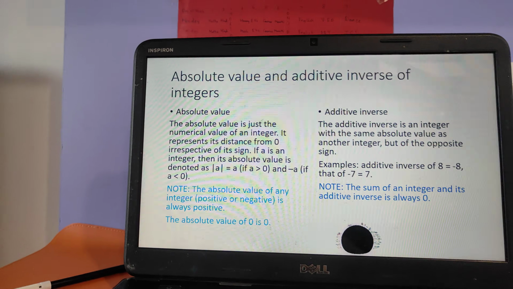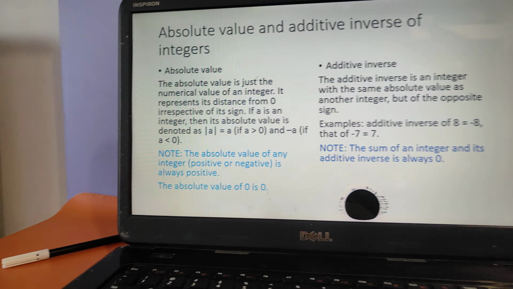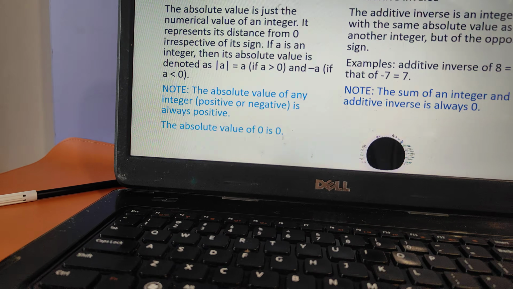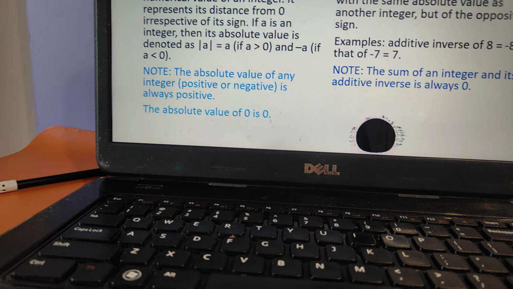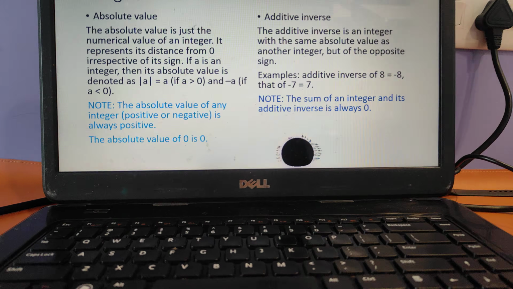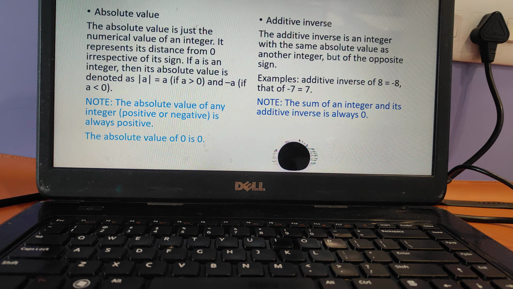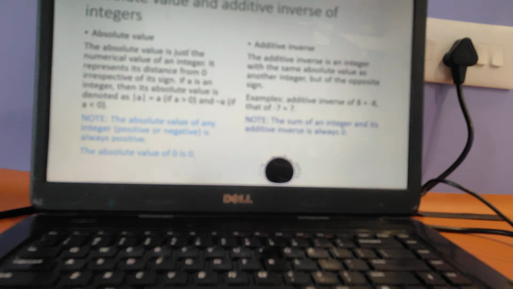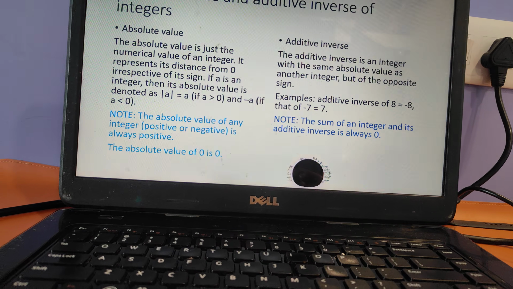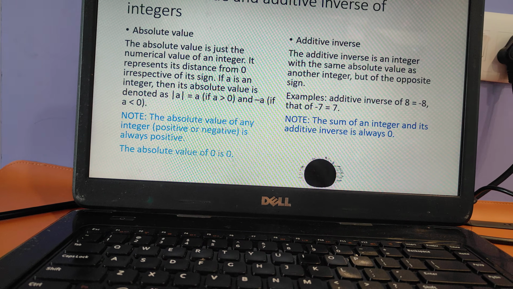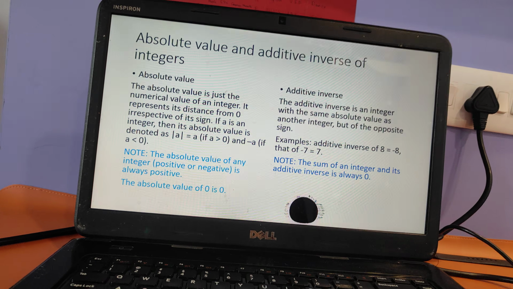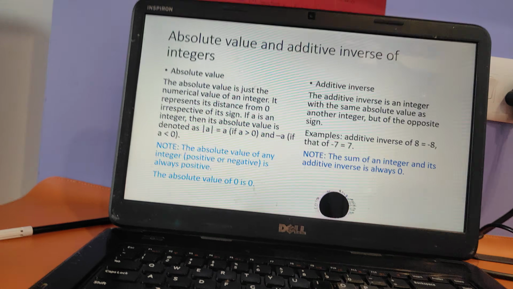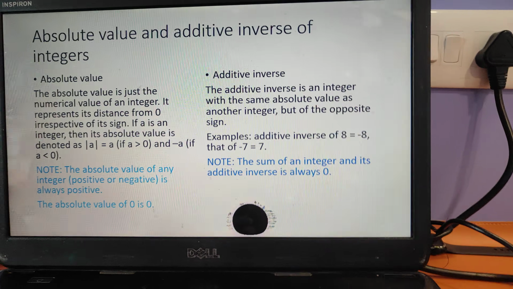And always note down one thing: the absolute value of any integer, may it be positive or negative, is always positive. Yes, because we are talking about how far it is from 0. So can we tell the distance in negative integers? No, right? We mostly tell it in positive integers. That is why the absolute value is always positive, and the absolute value of 0 is 0 only.